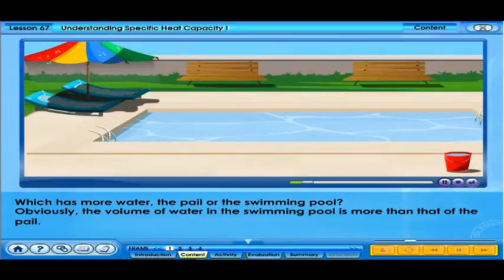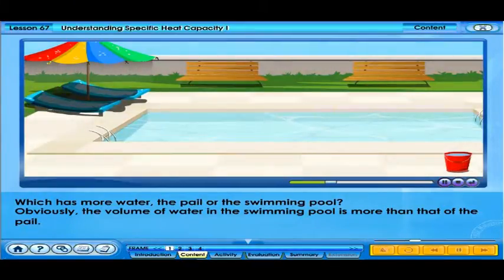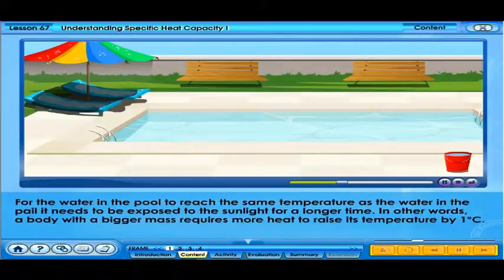Obviously, the volume of water in the swimming pool is more than that of the pail. For the water in the pool to reach the same temperature as the water in the pail, it needs to be exposed to the sunlight for a longer time. In other words, a body with a bigger mass requires more heat to raise its temperature by 1 degree Celsius.